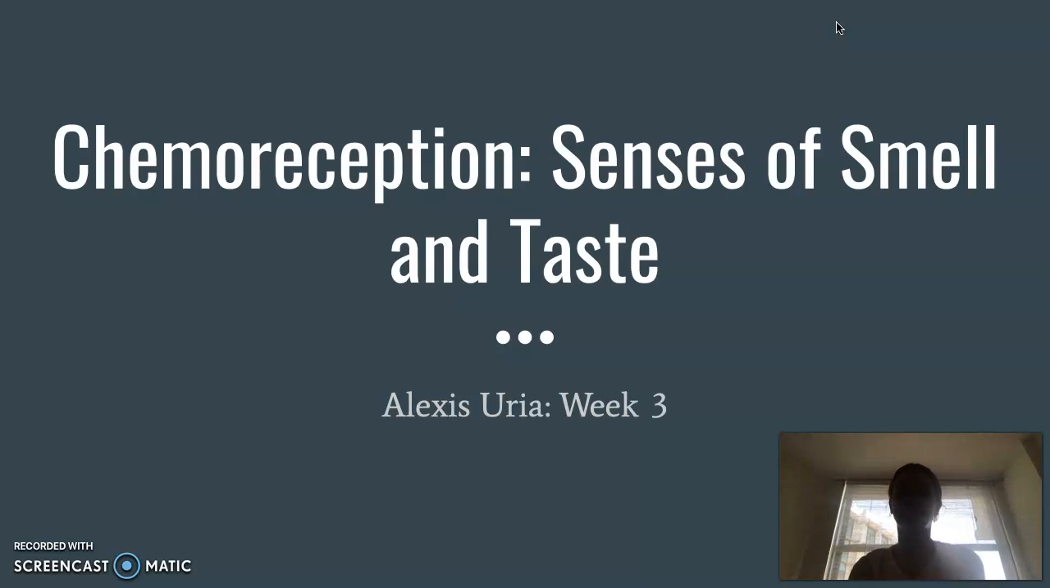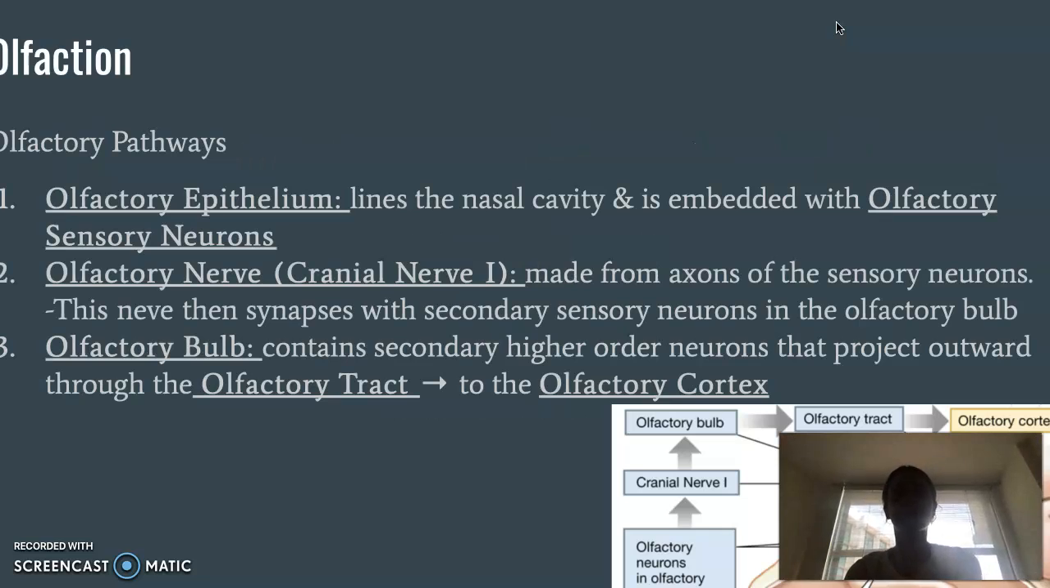I did my presentation on chemoreception, the senses of smell and taste. Starting with olfaction, I'm going to go over the basic pathway. The olfactory epithelium lines the nasal cavity and is embedded with olfactory sensory neurons. The olfactory nerve, also referred to as cranial nerve 1, is made up of the axons of the sensory neurons. This nerve then synapses with secondary sensory neurons located in the olfactory bulb. The olfactory bulb contains secondary higher order neurons, and these project outward through the olfactory tract that leads to the olfactory cortex.